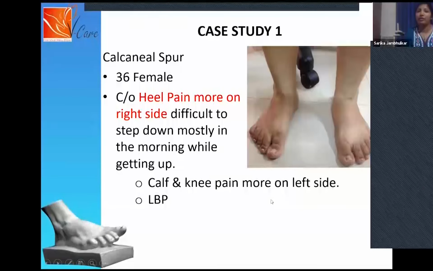She also had calf and knee pain more on the left side, and she had low back pain also. But as of now, the main priority is the heel pain.